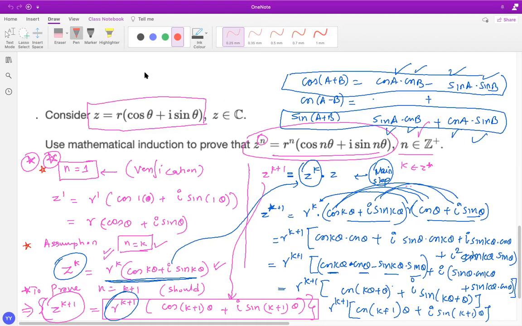So now since this is true for n equals 1, n equals 2, n equals k, n equals k plus 1, it is going to be true for n belonging to all positive integers. So this carries your 1 mark. So this is how you do the complex induction.